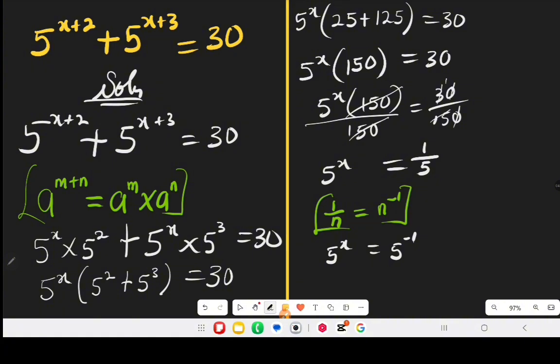Now we compare the base. If we compare the base 5, we cancel base 5, left with the powers, which is x equal to minus 1 as the answer. Now let's check if our answer is correct.